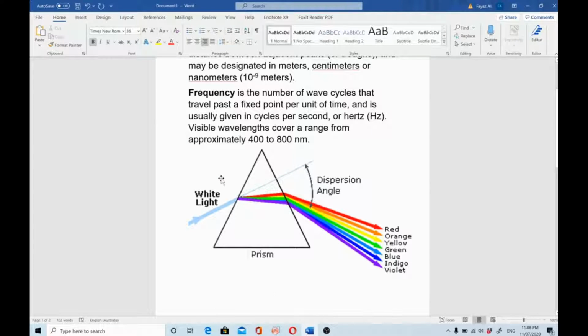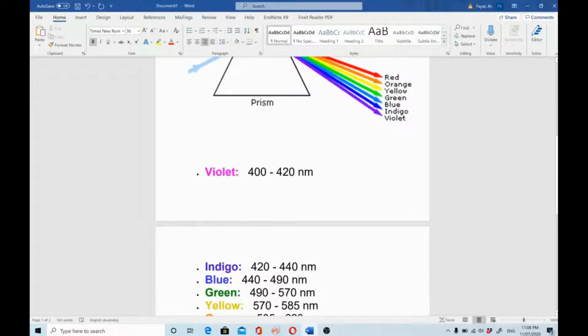So consider this example. There is a prism and white light coming in, and white light contains all the colors. There is a dispersion angle, and from that white light you can see red, orange, yellow, green, blue, indigo, violet colors. These are also called the spectrum. Alright, here are the wavelengths of these colors.